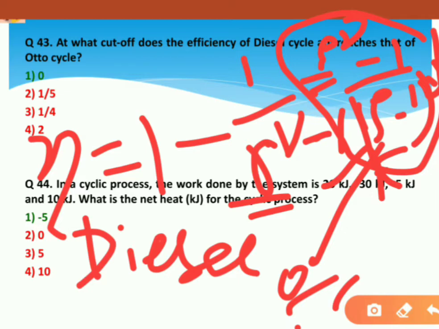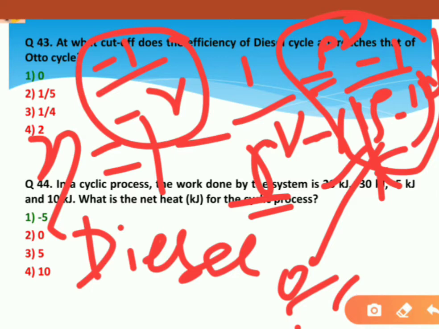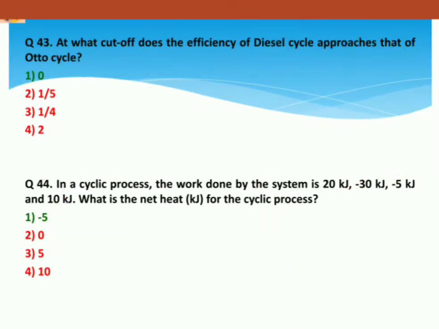So if we put that value 0 in the place of rho, we will find that the value becomes minus 1 to the power minus gamma. So it's actually almost equal to 1. It's 0.75 something, almost equal to 1. So here option 1 will be the correct answer. Let's proceed to next question 44.